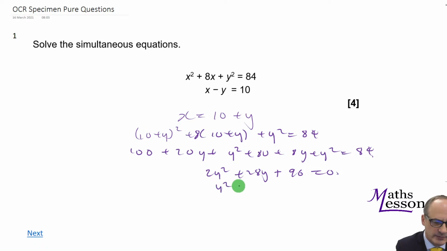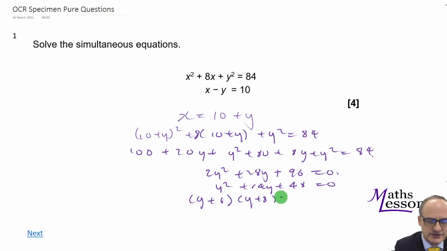So divide throughout by 2, and then we can factorize. You don't have to factorize, you can just shove this straight into the calculator if you want. If you can't see the factors straight away, save yourself some time, shove it into your calculator. I would actually shove it into the calculator anyway, just to make sure you haven't made a mistake.